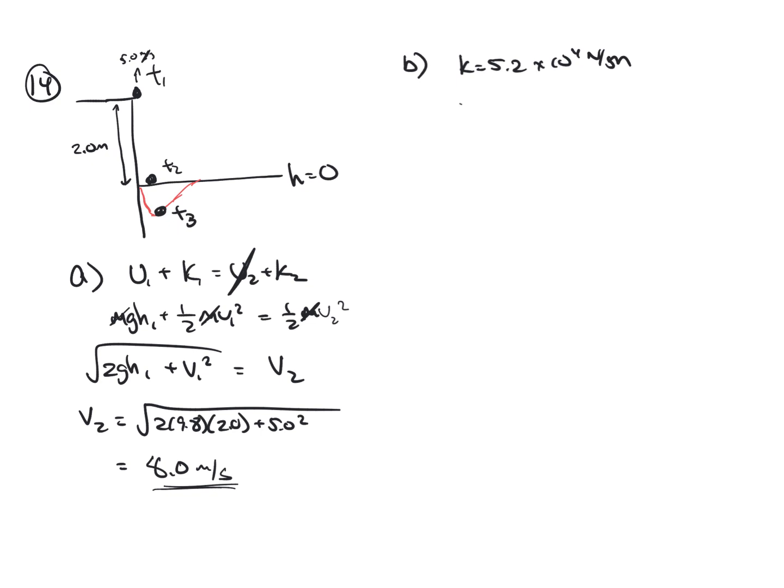So we'll have UG1 plus U spring 1. There are two potential energies now, gravitational and spring, and then kinetic, equals UG2 plus US2 plus K2. At the maximum deformation of the trampoline at T3, it comes to an instantaneous stop, so there'll be no K2. The trampoline is not compressed at all before he even jumps, so spring 1 is 0.